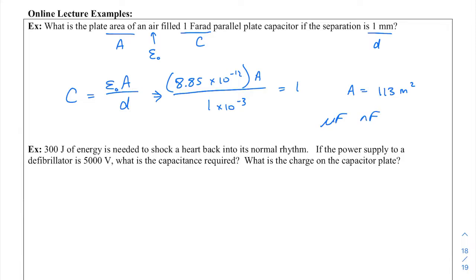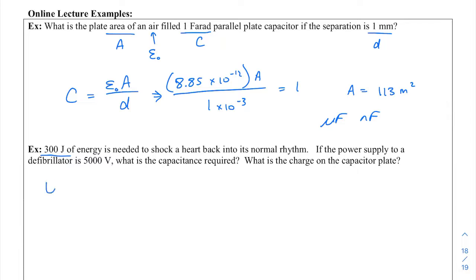Okay, and then one more example of a capacitor with just some energy calculations. So this says 300 joules of energy is needed to shock a heart back into its normal rhythm. So remember we talked about in class how your heart is just a muscle and it's continually relying on these electrical impulses to cause it to be stimulated and basically beat.